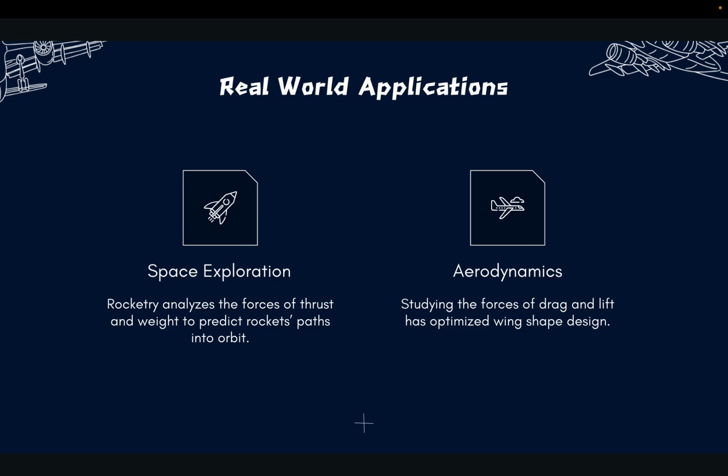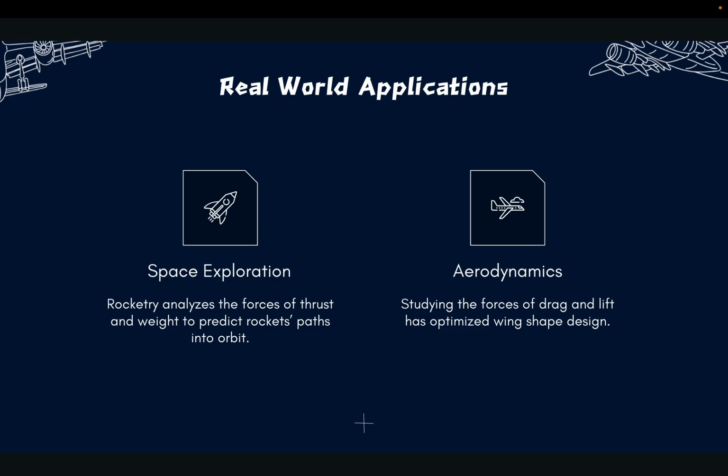Another area where these forces are considered is in aerodynamics. Wing shapes, called airfoils, are optimized to generate the maximum lift, even at lower speeds, like during takeoff and landing. Winglets, which are vertically angled extensions on wingtips, reduce drag, improving fuel efficiency and maximizing lift.